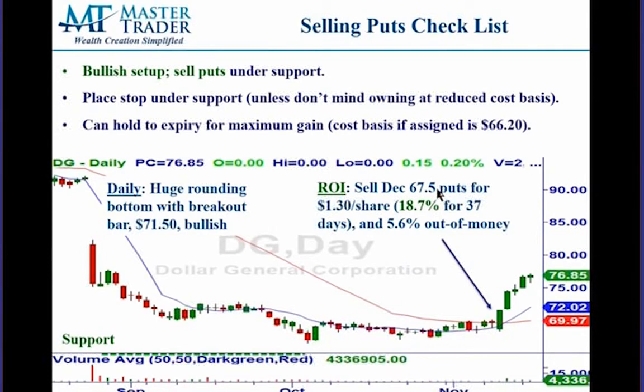We sold the 67.5 puts for $1.30 a share. That represents on margin almost 19% ROI for 37 days. And I have a 5.5% cushion. My stop, though, would be under support. So I don't want to own Dollar General as an investment, I'm just a trader. So I would stop out of this trade if the very high odds compelling pattern here broke for some reason.